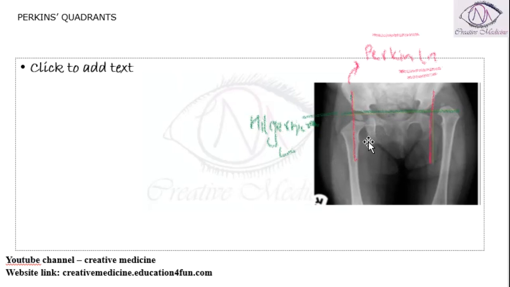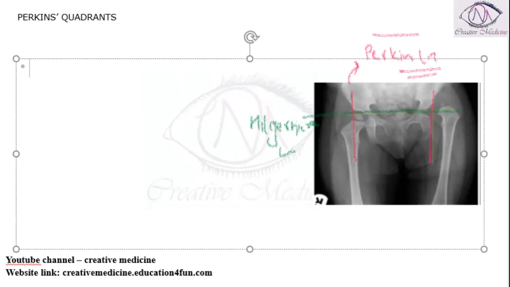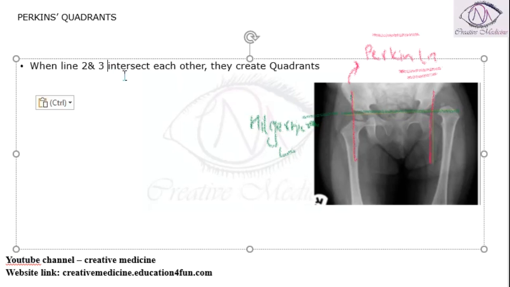So this is called Perkins quadrants. When these two lines intersect with each other, they create quadrants called Perkins quadrants.